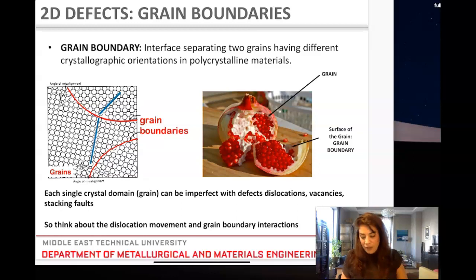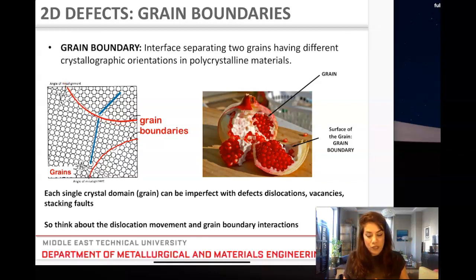So I have to make a very important note here. If I have a single crystal domain, that doesn't mean it's perfect. It's perfectly atomically stacked, but within those domains, of course, we can have either dislocations or vacancies or impurities or stacking faults. They are the inhabitants of those single crystal domains. Those defects are still present in those domains. So having a grain boundary is an additional surface defect in between those domains.